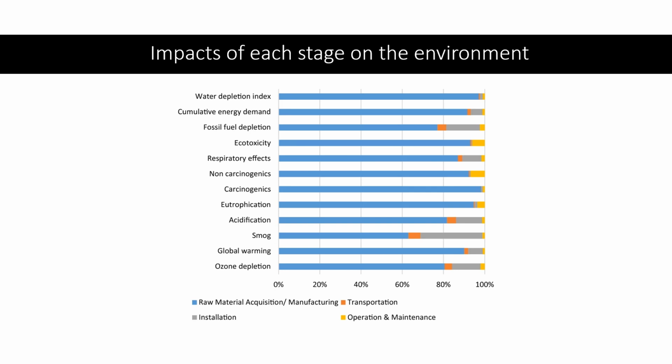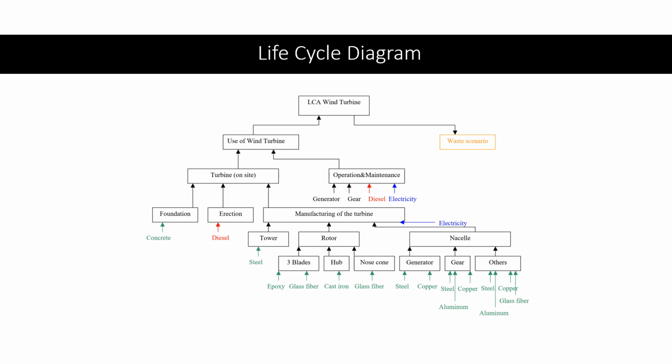This study took into account that at end of life, most materials in the wind turbine would be recycled, so the impact it has on the environment is consistently low. This is another study's interpretation of the life cycle of a wind turbine.